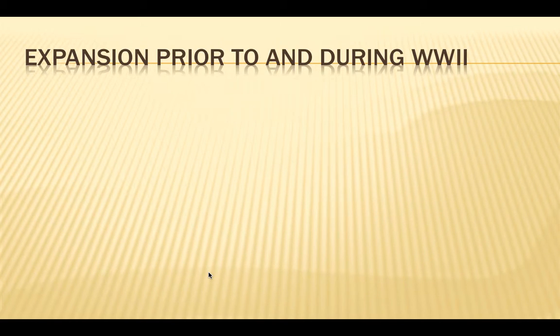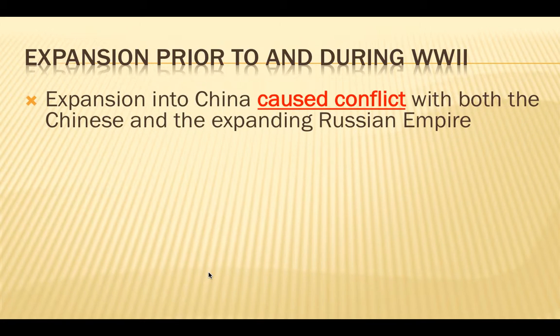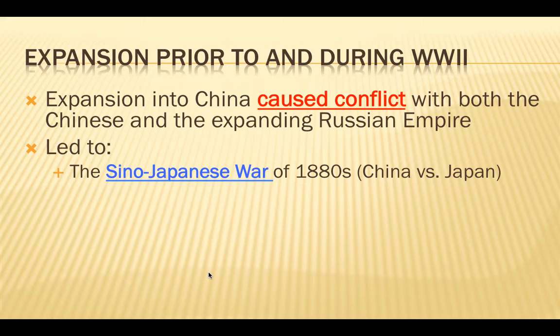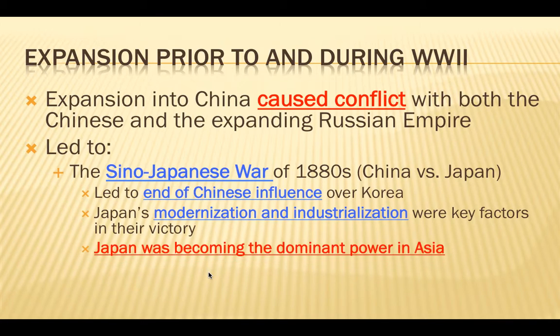So the Japanese started to expand into China, which caused conflict, obviously, with the Chinese as well as the Russian Empire, which was trying to expand, which led to the Sino-Japanese War, which is China versus Japan in the 1800s. This led to the end of Chinese influence in Korea. It led to Japanese modernization and industrialization. Japan became the dominant power in Asia. They became the strongest country in Asia.